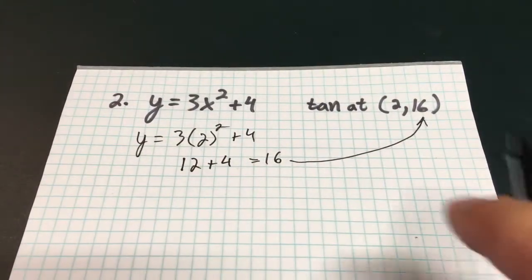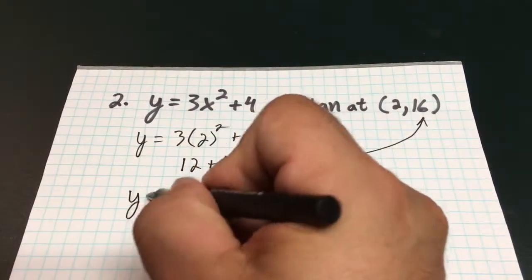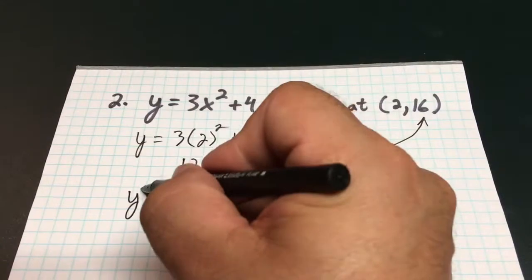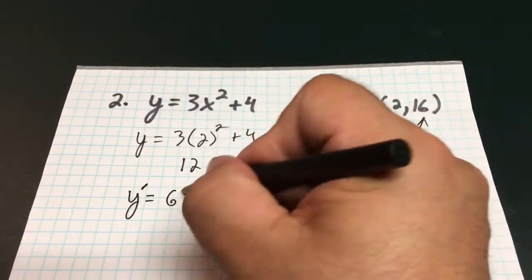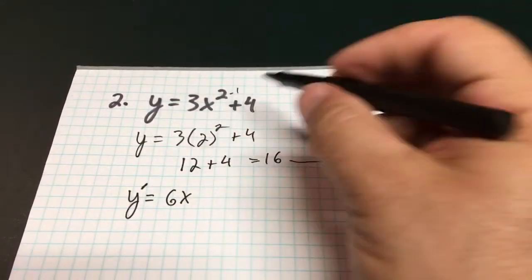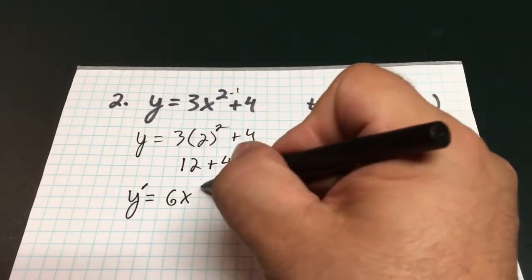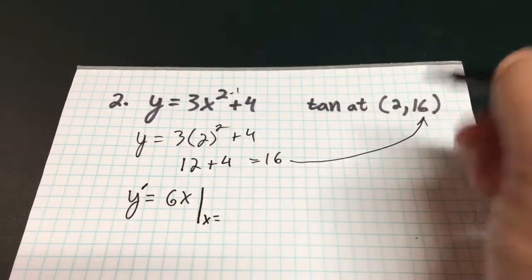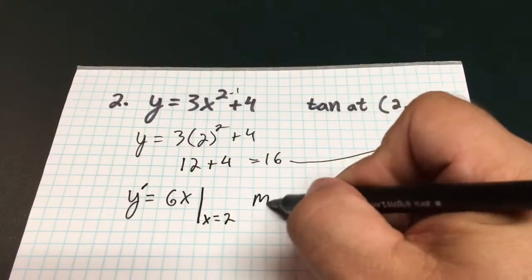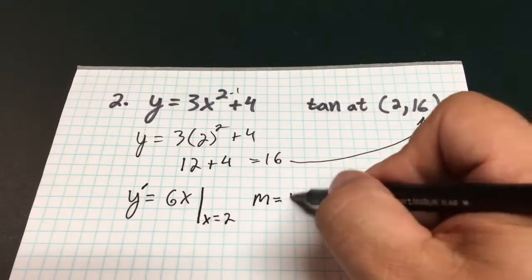Now I want to find the slope of the line at x equals 2. So what I do here is I take the derivative. The derivative is going to be 6x. Don't forget you subtract 1. The derivative of 4 is 0. And I'm going to evaluate that derivative at x equals 2. And that's going to give me a slope equals 6 times 2, or 12.